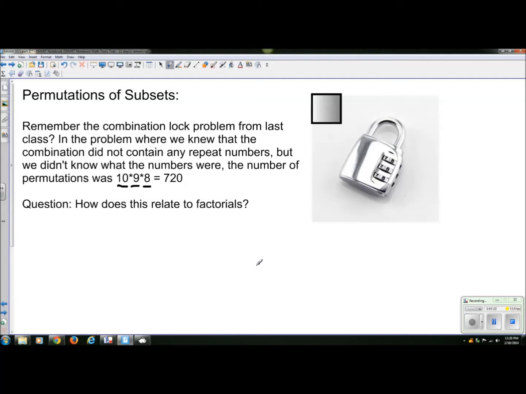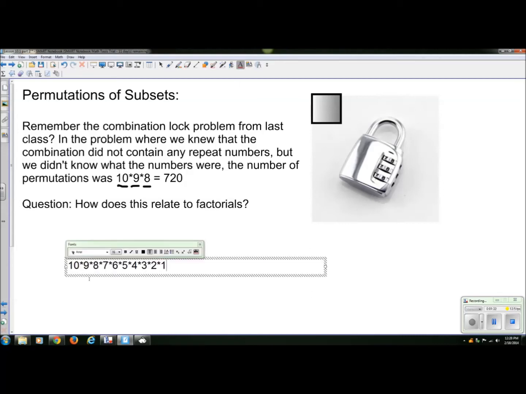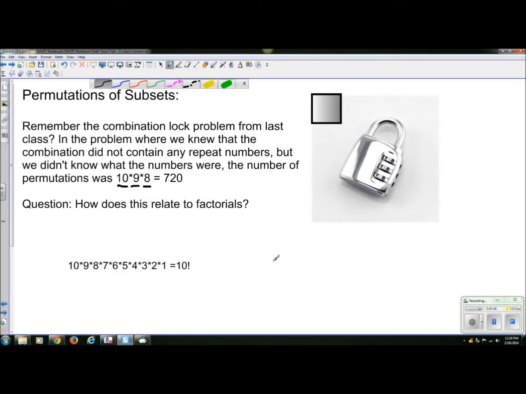Alright, welcome back. So how does this relate to factorials? 10 factorial is 10 times 9 times 8 times 7 all the way down to 1. That's 10 factorial. And what we have here is just 10 times 9 times 8. So what we would really love to do is to get rid of the 7, 6, 5, 4, 3, 2, 1 in it. How do we do that? This is multiplication, right? How do we get rid of factors? Pause again and join me again in a second after you've thought about this.